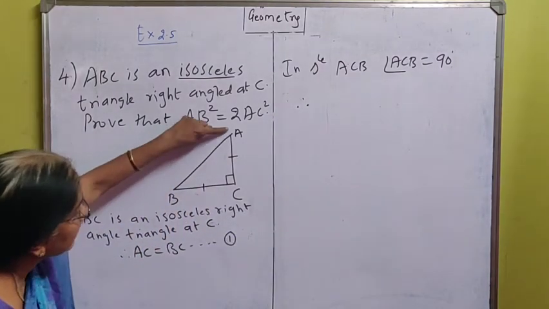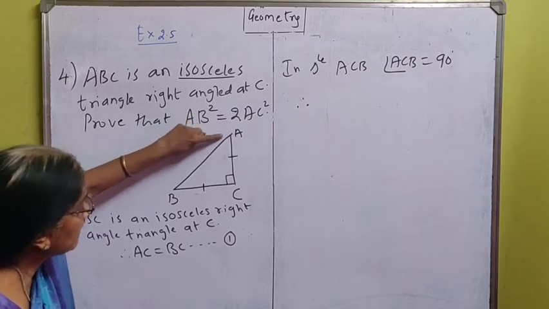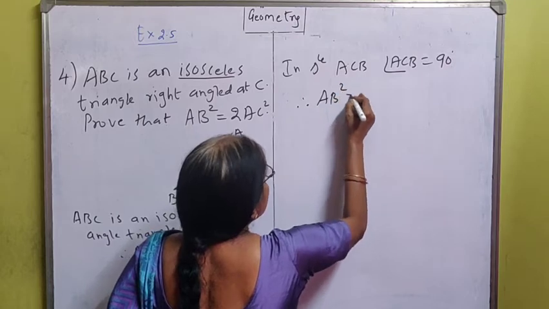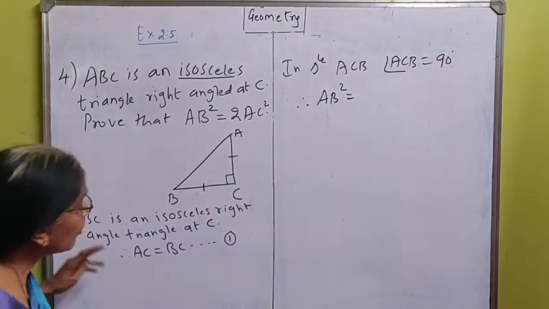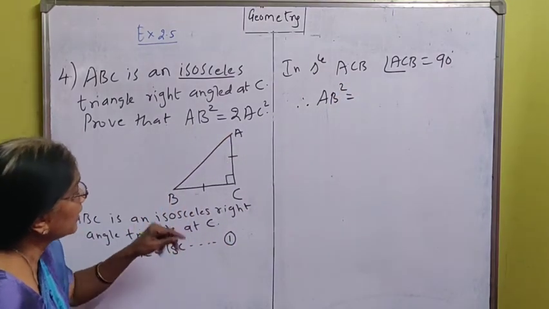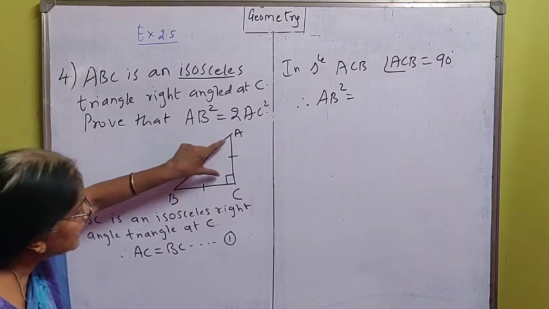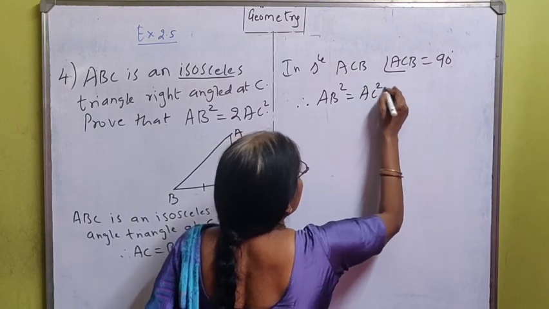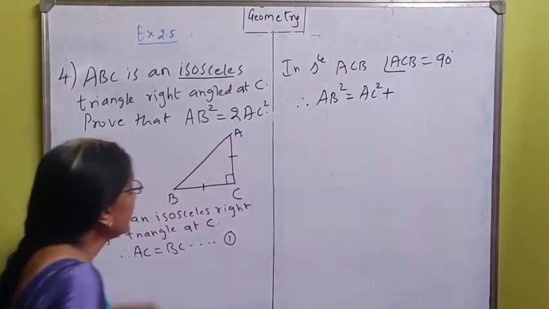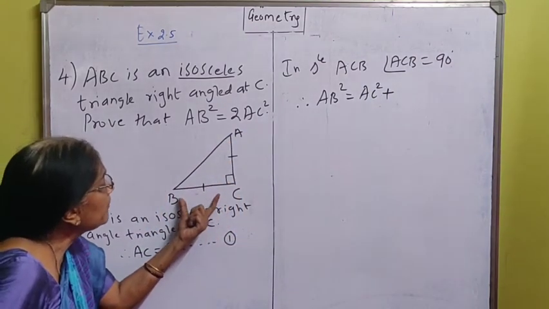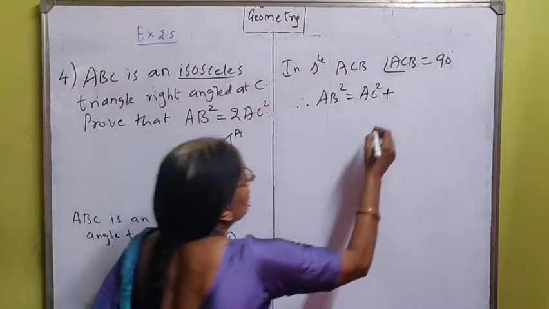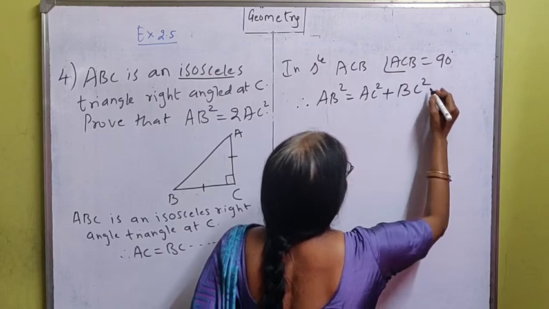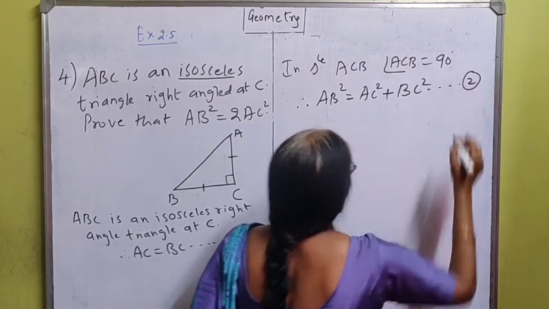Hypotenuse square. AB is the hypotenuse. Hypotenuse square AB square is equal to the sum of the squares of the other two sides. Which are the other two sides? AC. Its square will become AC square. Sum means plus. Which is the one more side? BC. Its square will become BC square. So this is your equation number 2.